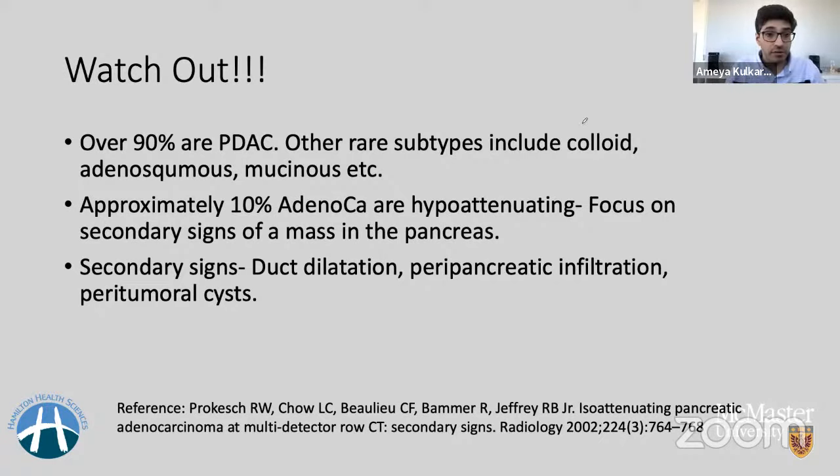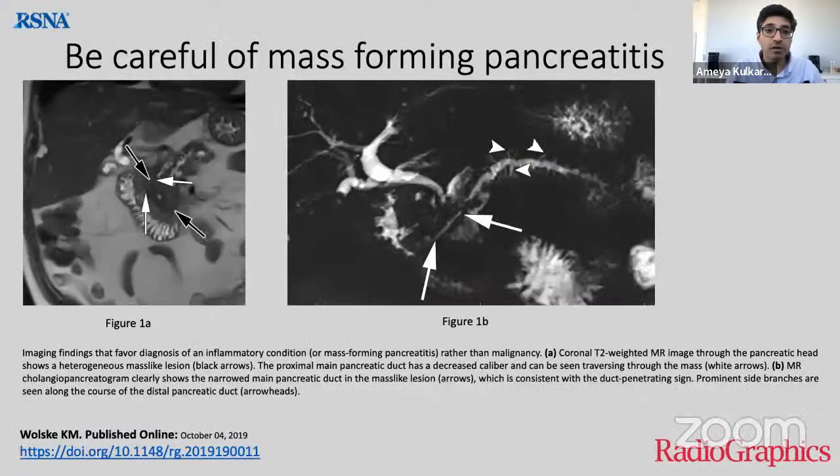Secondary signs worth noting are duct dilatation, infiltration, or peritoneal cysts, which can help you find the site of the disease. Also remember, another great mimicker is mass-forming pancreatitis. The only way to differentiate those is that you will see this called the traversing duct sign. Look at this borrowed coronal MRCP image. You can definitely see that the duct is traversing through that area, which was thought to represent a mass, which will potentially rule out an adenocarcinoma. Nonetheless, a biopsy may still be warranted under endoscopy guidance.